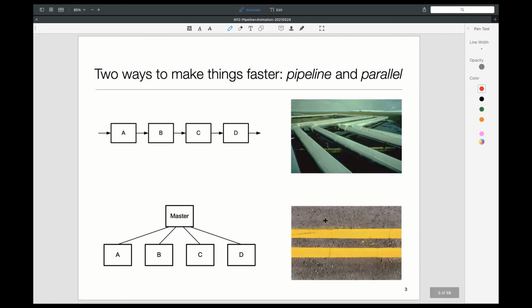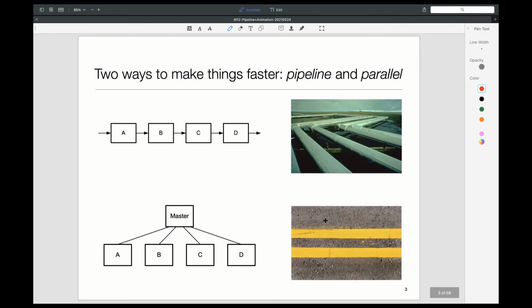The other case is when there is a sequence of things to happen. To do a job, A needs to be done, then B, then C, and then D. One way is to have one piece of hardware which does A, B, C, D, and once it's done, it goes and picks the next job.